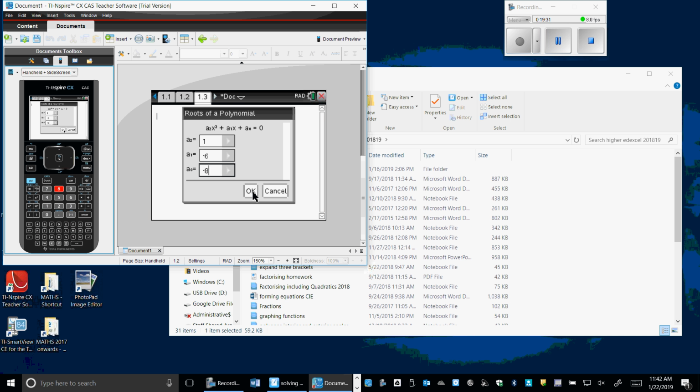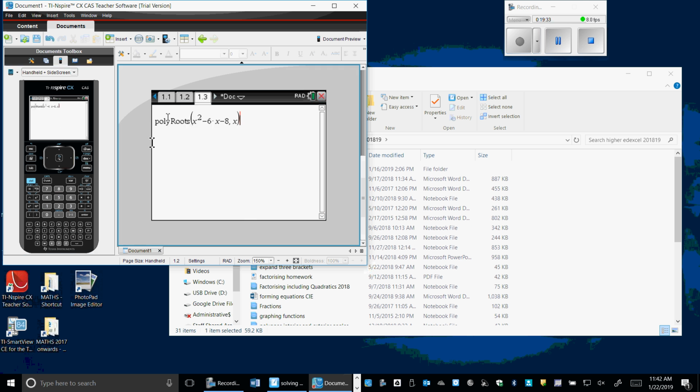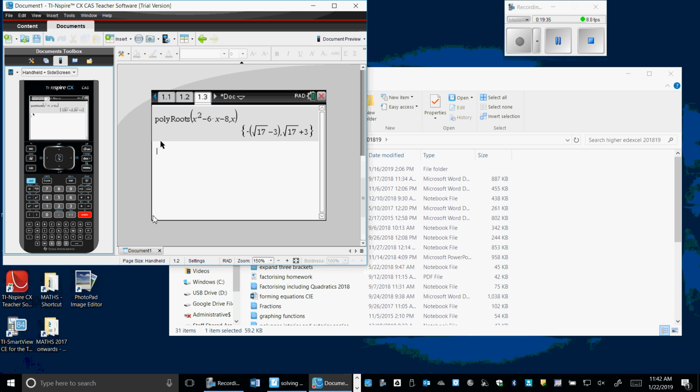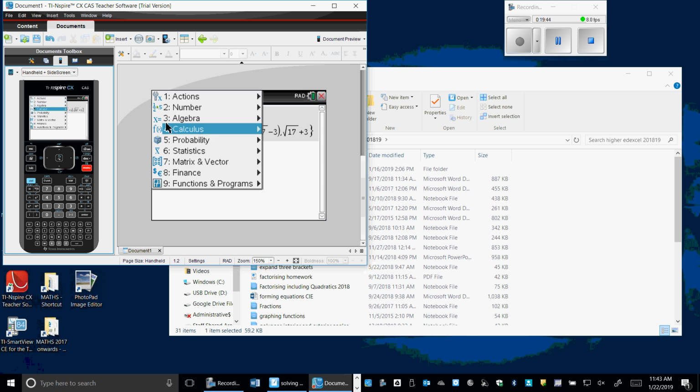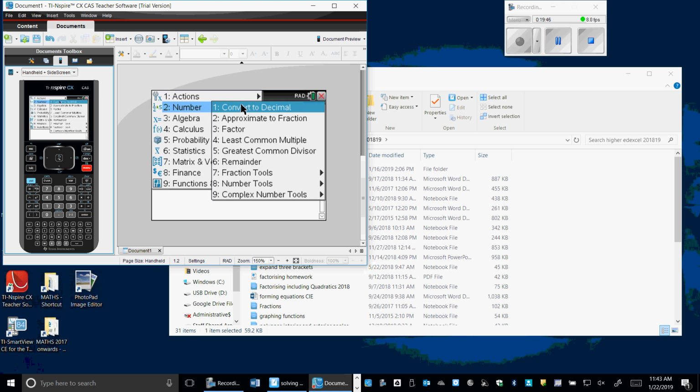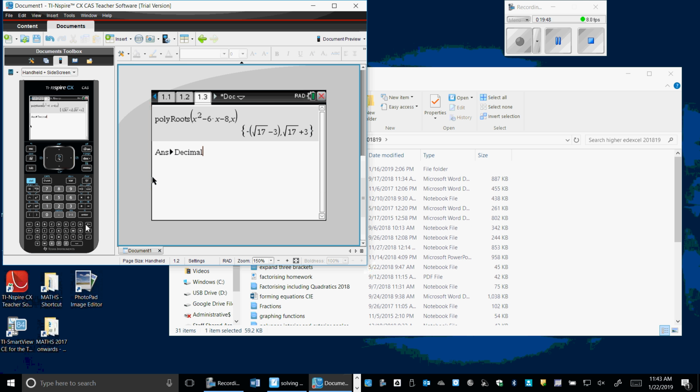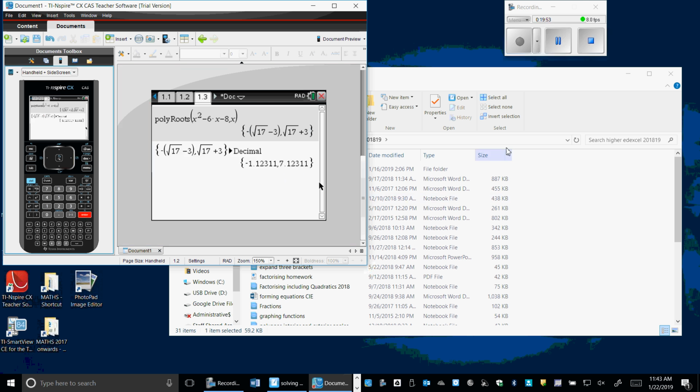And then you press OK. It comes up with something fancy. You then just press enter, and it tells you your two answers. Now, mine's given it to me in root form. So if you need to change it, you press menu, number, convert to decimal. And that will change both of your solutions to a decimal.